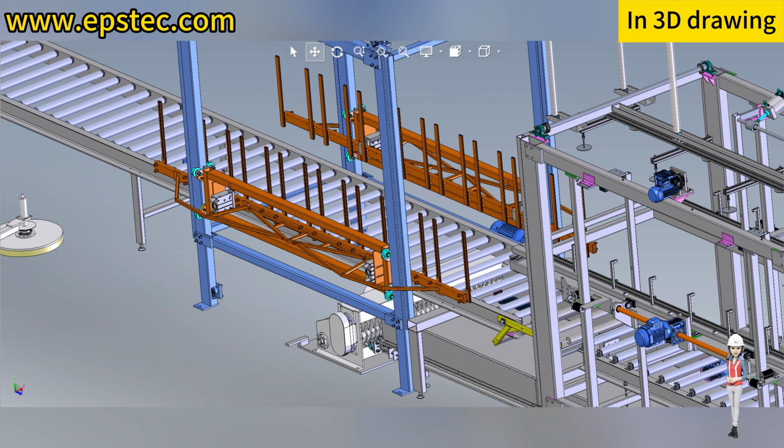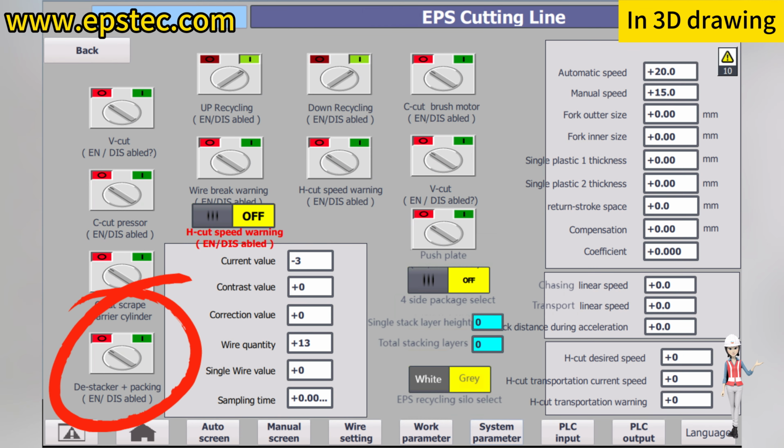Tip: depending on the EPS block height, the stacker can be disabled or enabled individually.